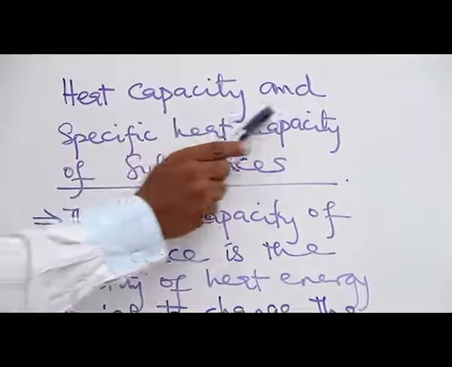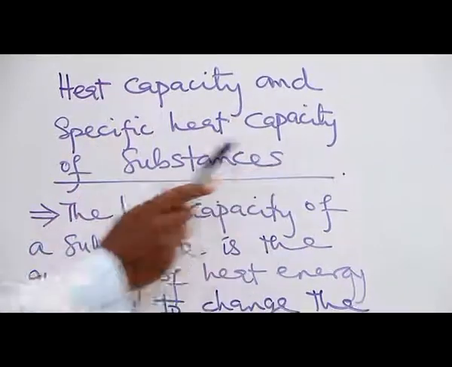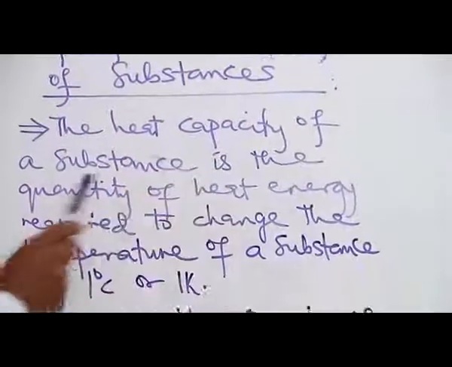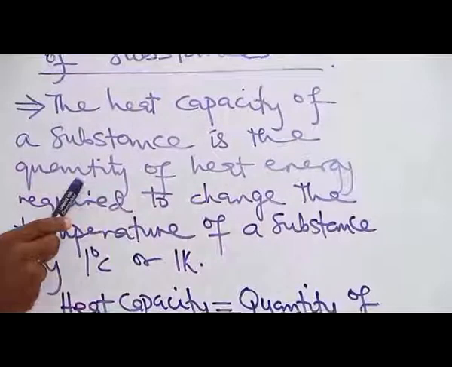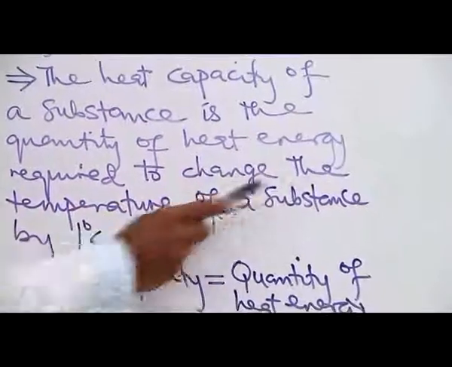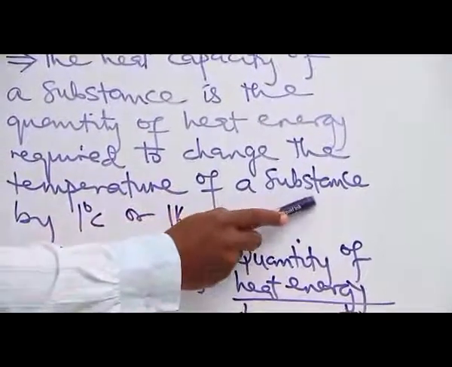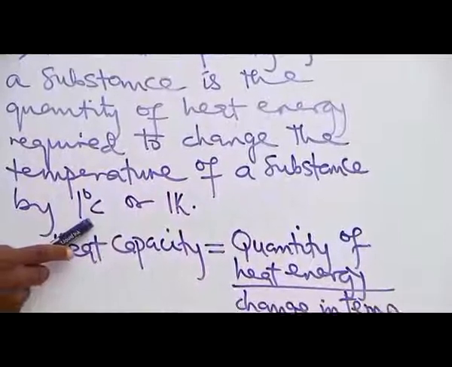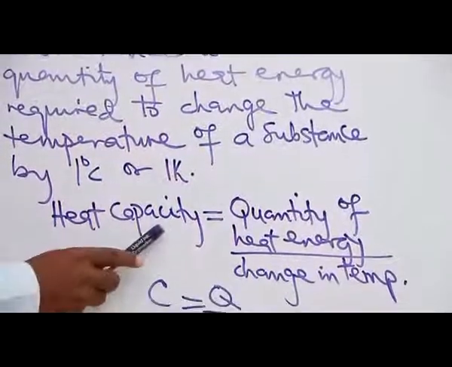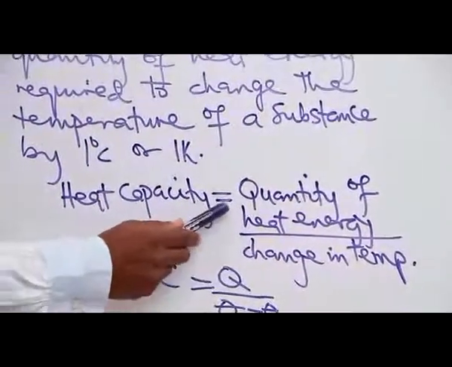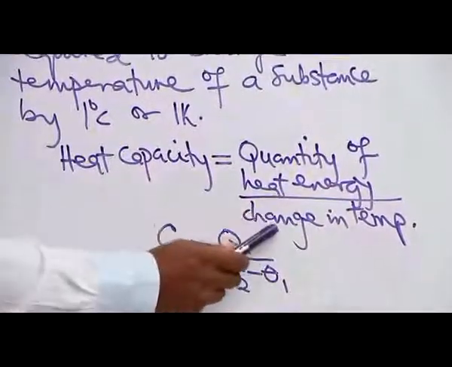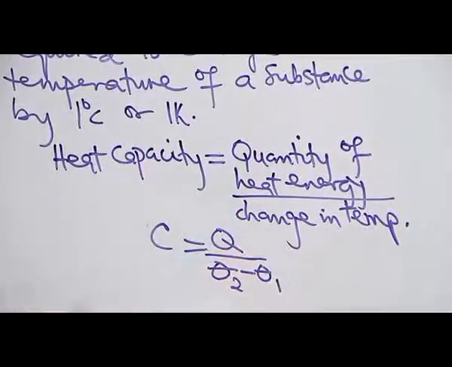Heat capacity and specific heat capacity of substances. The heat capacity of a substance is the quantity of heat energy required to change the temperature of that substance by 1 degree Celsius or 1 Kelvin. Heat capacity in terms of formula is equal to quantity of heat energy supplied divided by the change in temperature.